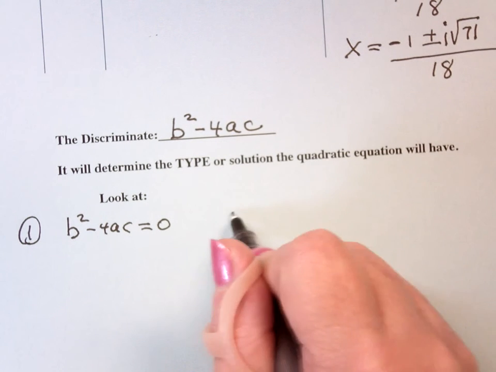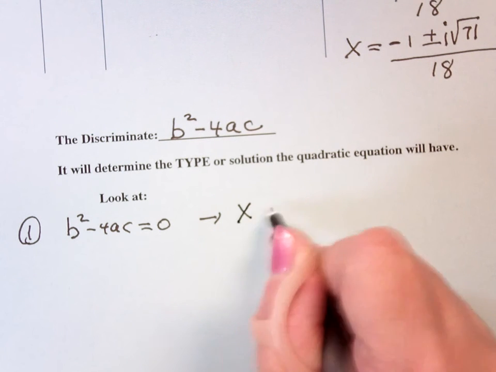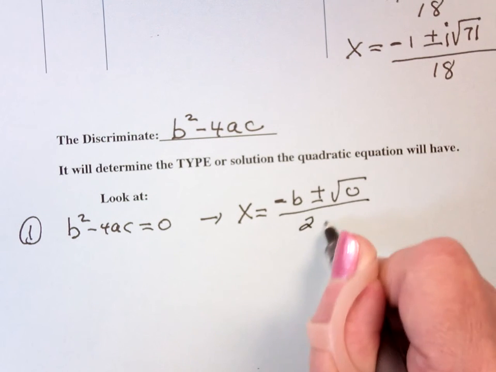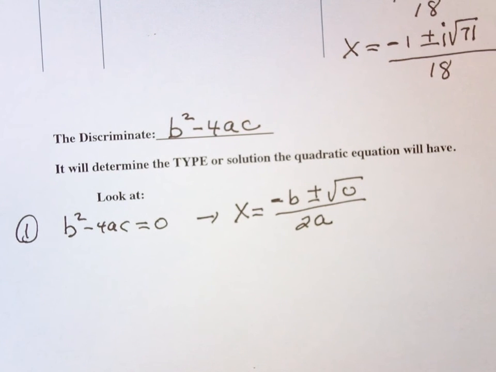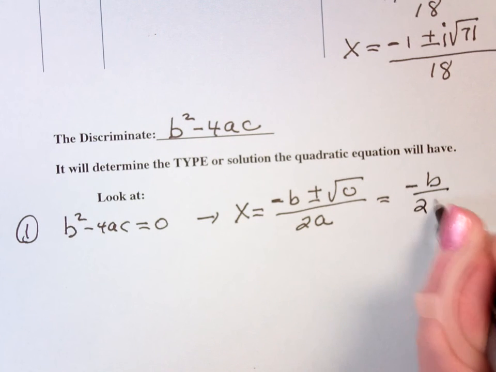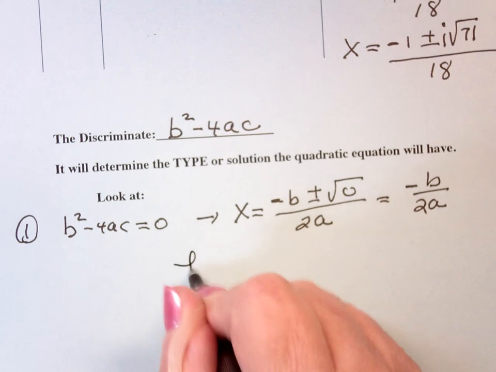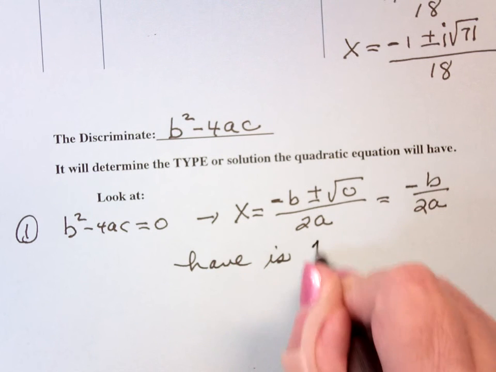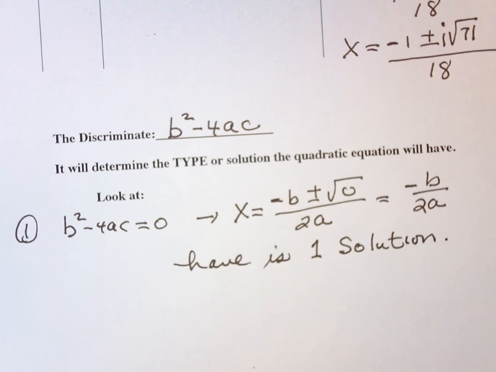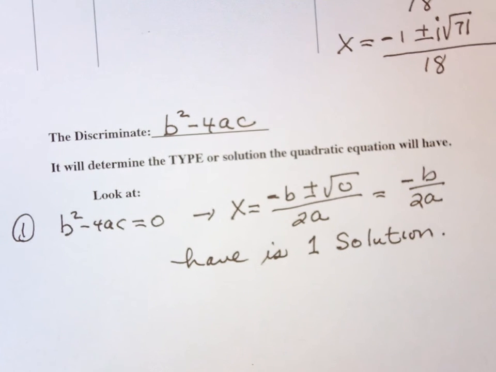What would I have? Well, if I were to look at the quadratic formula, this would say that x would be minus b plus or minus the square root of 0 all over 2 times a. And what's the square root of 0? 0. So this really becomes minus b over 2a. And notice it only has one answer. So this would say that what I have is one solution. So if b squared minus 4ac is 0, that's the easy one. The radical goes away, and you have one solution.